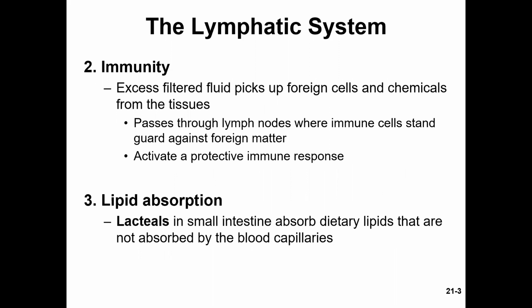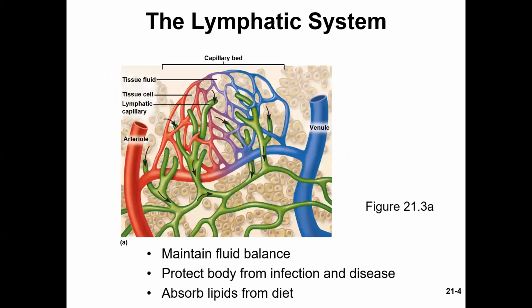Immunity. Immunity happens when there's excess filtered fluid that picks up foreign cells and chemicals from the tissues. It passes through lymph nodes, where immune cells stand guard against foreign matter, and it activates a protective immune response. It also functions in lipid absorption. Lacteals in the small intestine absorb dietary lipids that are not absorbed by the blood capillaries.